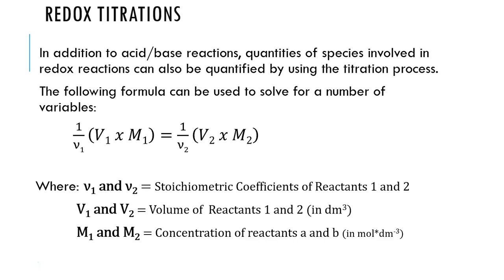So nu1 and nu2 are the stoichiometric coefficients of reactants 1 and 2. V1 and V2 are the volume of reactants 1 and 2 in liters. M1 and M2 are the concentrations of A and B, or reactants 1 and 2, in moles per liter.